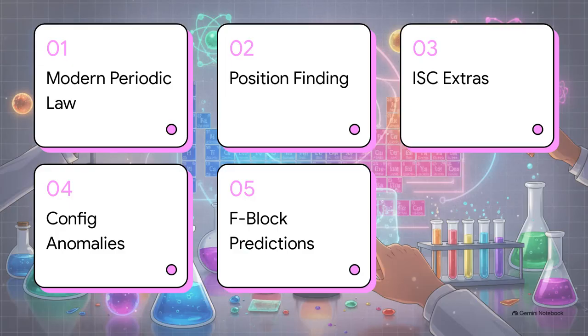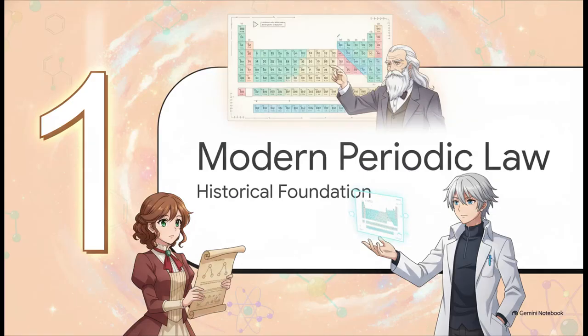Okay, here's our agenda for today. 1. The modern periodic law. 2. The position-finding algorithm. 3. ISC extras like IUPAC naming. 4. JEE and NEET configuration anomalies. And 5. The f-block and extended predictions. Let's kick things off with Section 1, the modern periodic law.